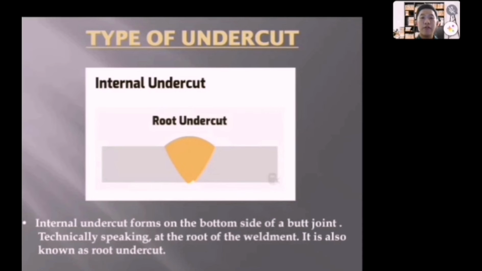The second type of undercut is internal undercut. Internal undercut forms on the bottom side of a butt joint. Technically speaking, it is at the root of the weld, so it is also known as root undercut. This is a picture of the root undercut.